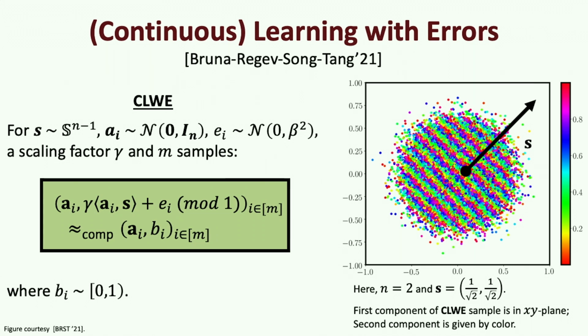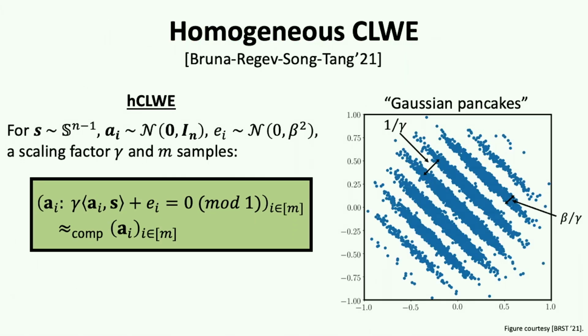Let me tell you now what this gamma is. Gamma is a scaling parameter that tells me how many most significant bits of a_i inner product s plus e_i I forget. If gamma is large, I'm forgetting a lot of bits. I'm scaling this up, and then saying, let me only take the fractional part, so I'm losing a lot of bits. If gamma is small, I'm losing fewer bits. That's what it is. Is that reasonably clear?